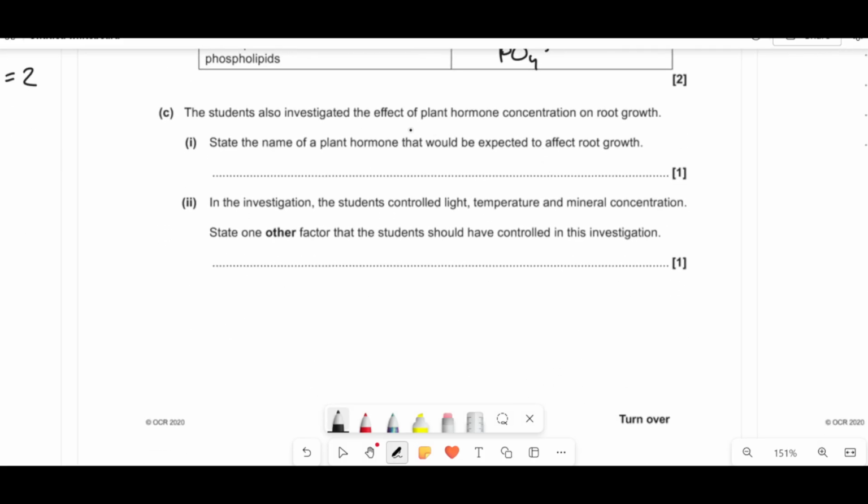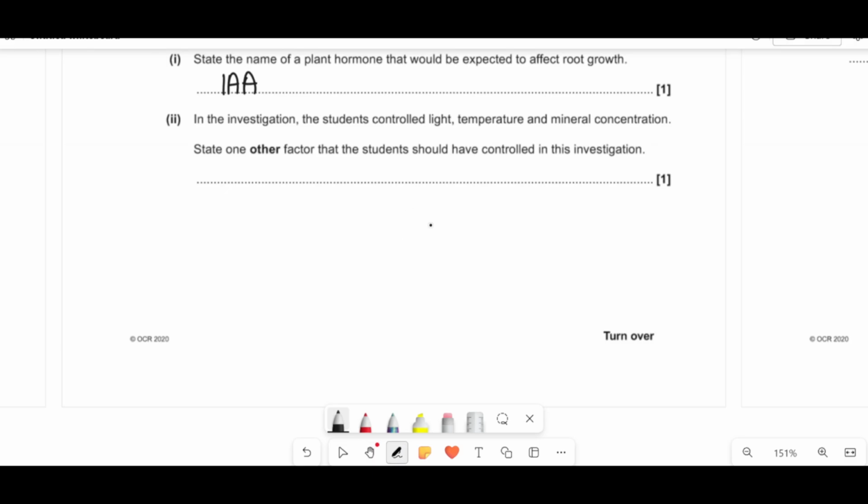The students also investigated the effect of plant hormone concentration on root growth. State the name of a plant hormone that would be expected to affect root growth. So then it's going to be IAA. Obviously, write the whole thing, I'm just lazy, I'm just going to write IAA. Now, in this investigation, the students controlled light, temperature, and mineral concentration. State one other factor they should have controlled in this.